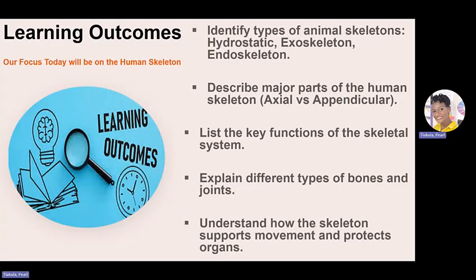The learning outcomes for this lesson are to identify types of animal skeleton, that is the hydrostatic skeleton, the exoskeleton, and the endoskeleton, and also to describe major parts of the human skeleton, which are the axial versus the appendicular. Also to list the key functions of the skeletal system, explain different types of bones and joints, and understand how the skeleton supports movement and protects organs. Remember, we are going to focus mainly on the human skeleton.